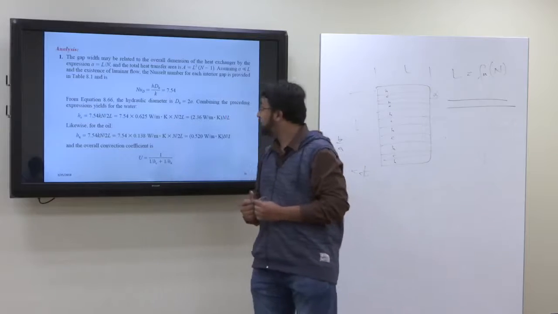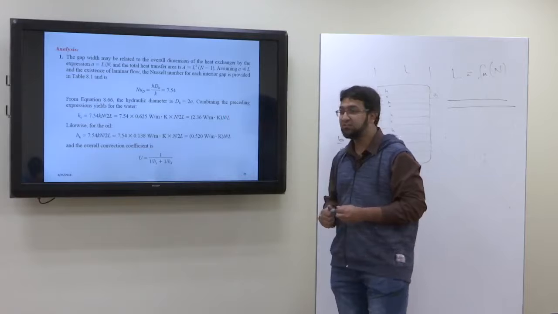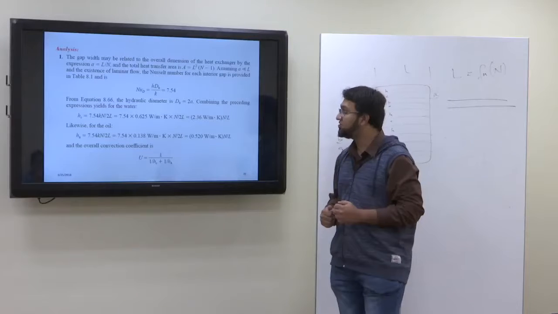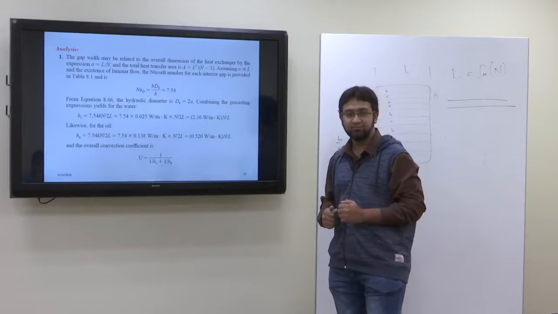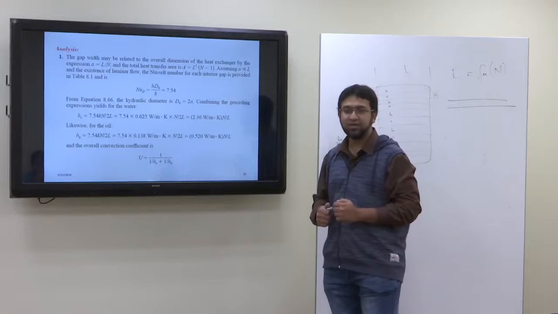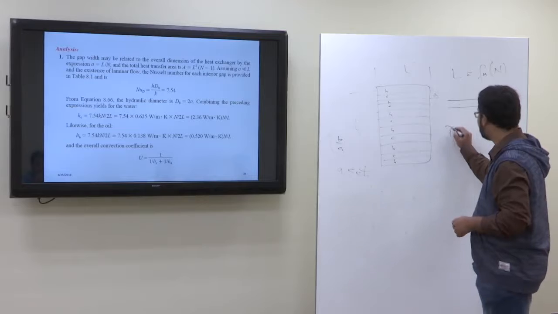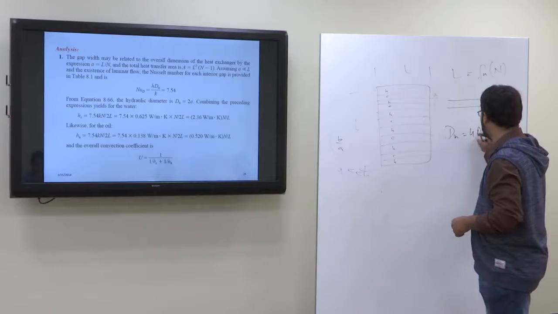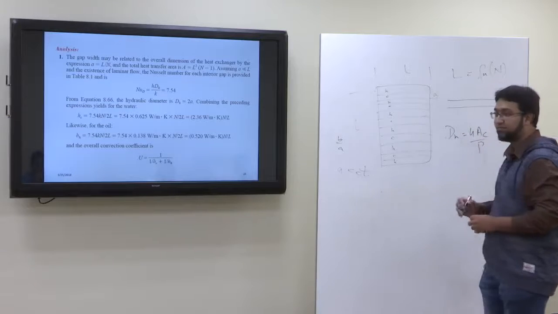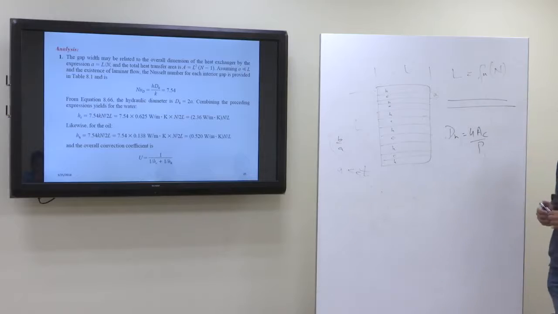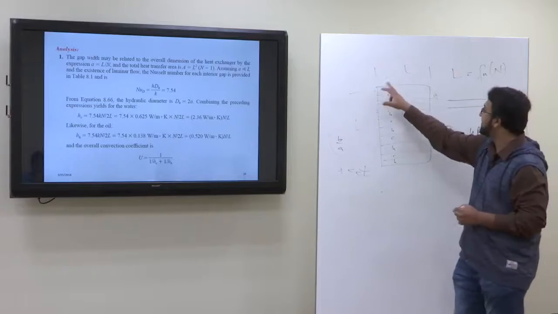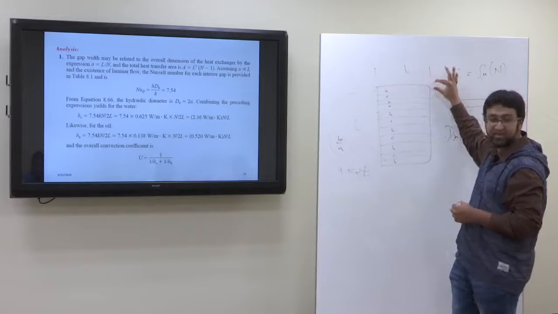So Nusselt number is 7.54, but Nusselt number is equal to h d upon k, right? What is hydraulic diameter? 4A over P. Exactly. Hydraulic diameter is 4A upon P. Now, what is the cross-section area here? A into L, because this length is L and this is A.